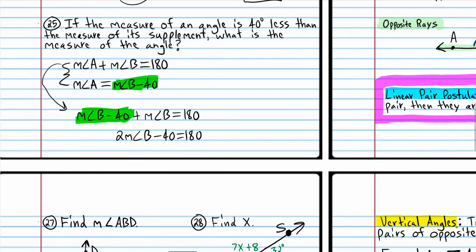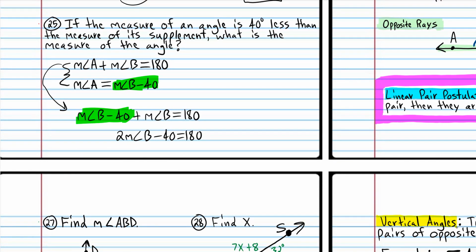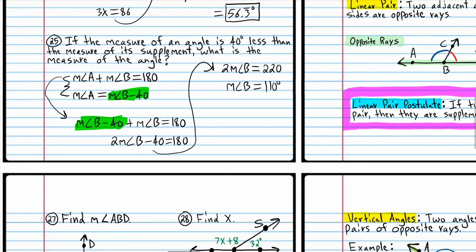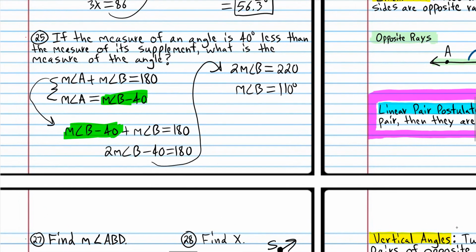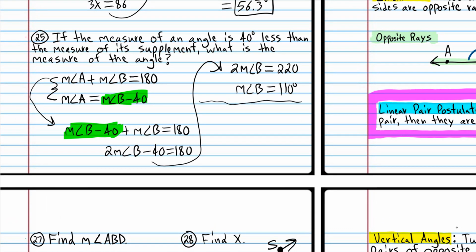And then I'm going to add 40 to both sides. And we get 2 times the measure of angle B is equal to 220. And divide both sides by 2. And we get measure of angle B is equal to 110 degrees. The problem is we're not looking for that angle. We're looking for the original angle, which is measure of angle A.